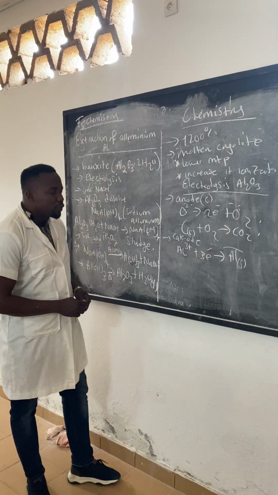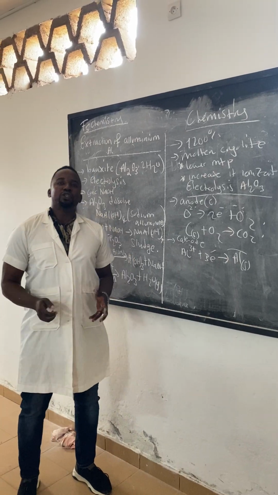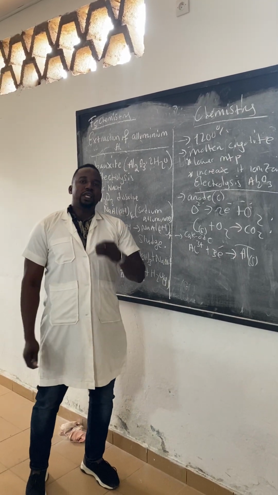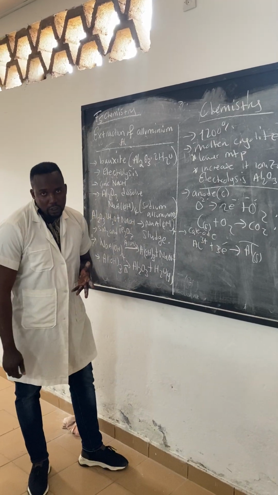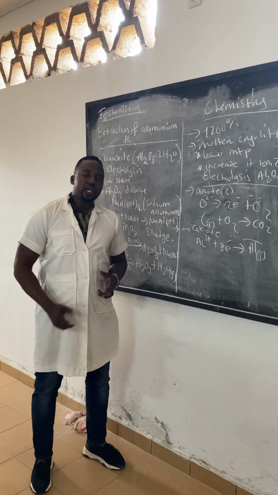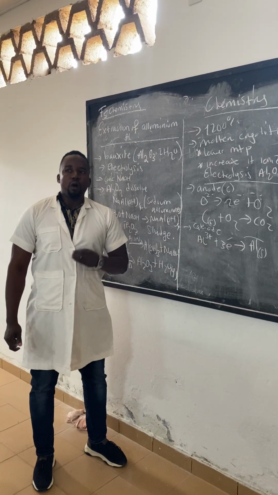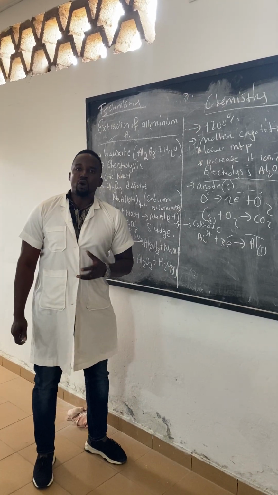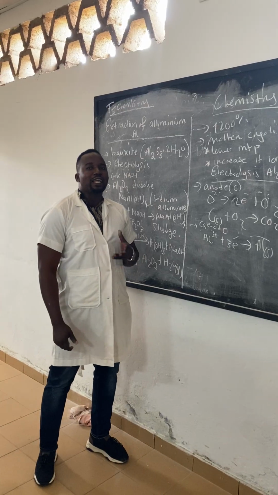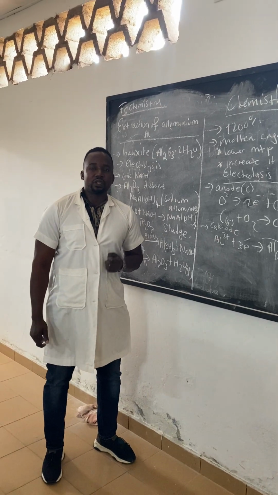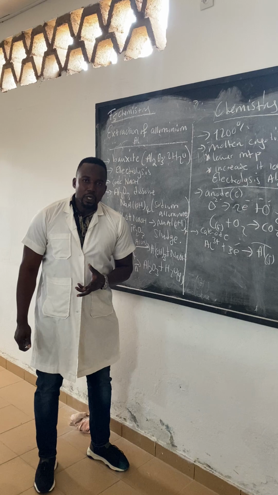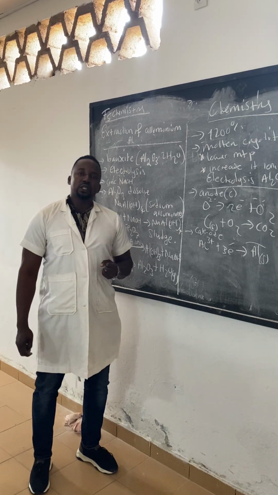And I would like people to understand that aluminium industries are always located where there is a cheap source of electricity, because the extraction of aluminium requires a high consumption of electricity. For example, our aluminium industry in Cameroon is called Alucam and is located at Edéa because the electricity source there is cheap.